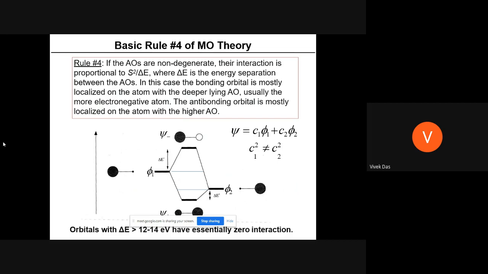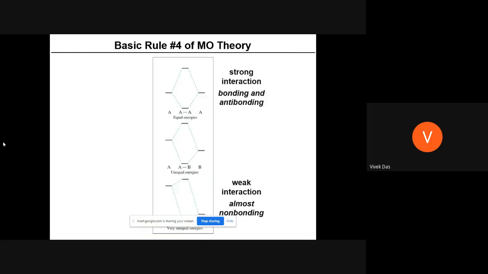And if the delta E, this difference, is more than 12 or 14 electron volts, then there would be a non-bonding orbital, so there will be zero interaction. This is the final picture of how strong interaction, weak interaction, and non-bonding interaction happen. In the first case, they are of equal energies, so their orbital energy difference is 0.